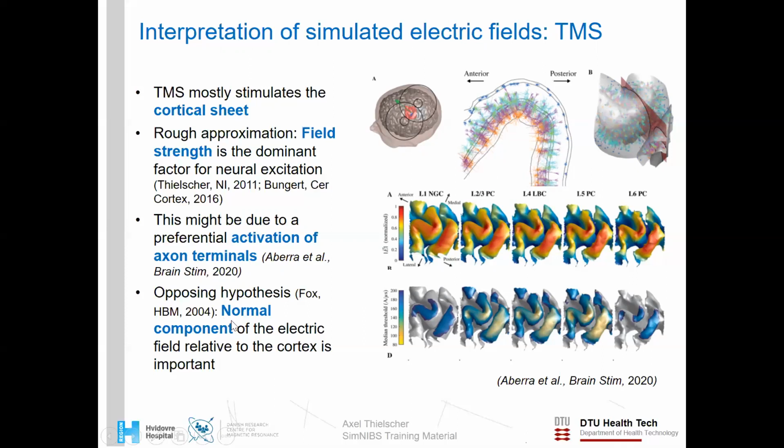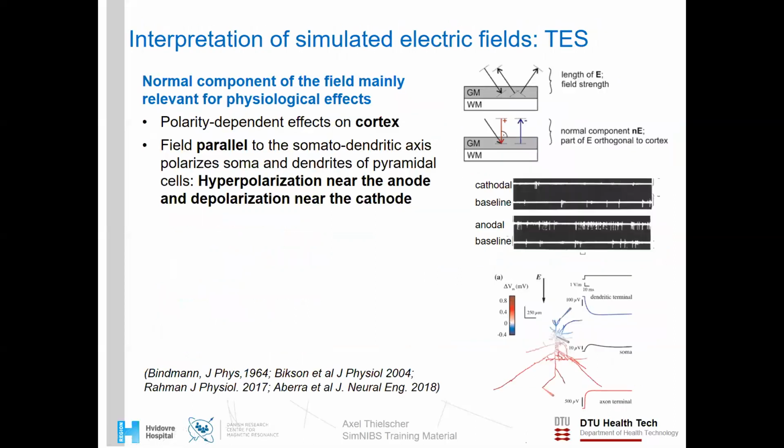Some think that the normal component, so basically the part of the field which flows into the cortex locally or outside the cortex, is the important part. For electric stimulation, we have the concept of cathodal or anodal stimulation. This stems from very early experiments from Bindman, where we lead currents normally through the gray matter sheet, and by that either increase or decrease baseline firing rate.